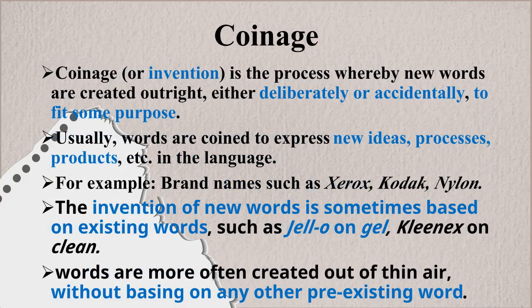Coinage, a word formation process, is also known as invention. It is the process whereby new words are created outright, either deliberately or accidentally, to fit some purpose. Usually, words are coined to express new ideas, processes, products, etc. in the language. For example, brand names such as Xerox, Kodak, and nylon. It is worth pointing out that the invention of new words is sometimes based on existing words, such as Jell-O on gel, Kleenex on clean. However, words are more often created out of thin air, without basing on any other pre-existing word.